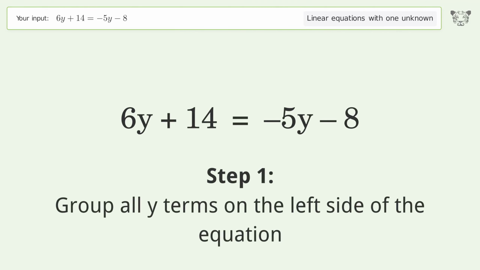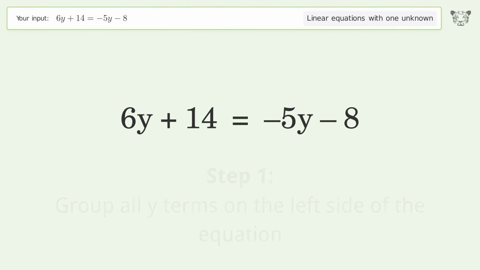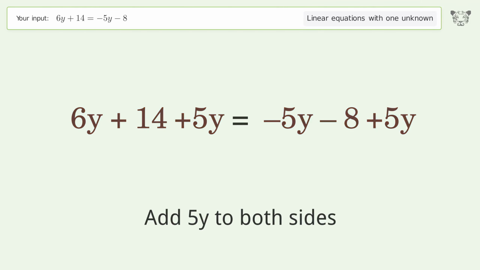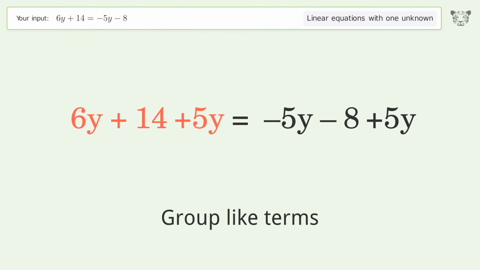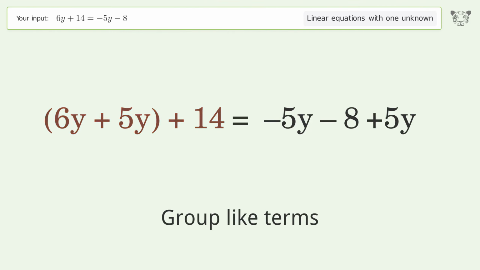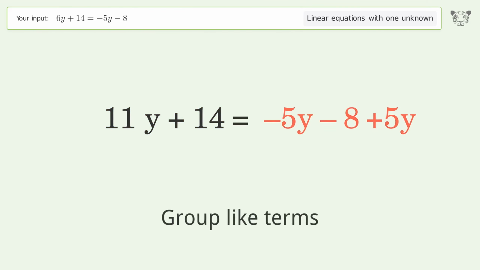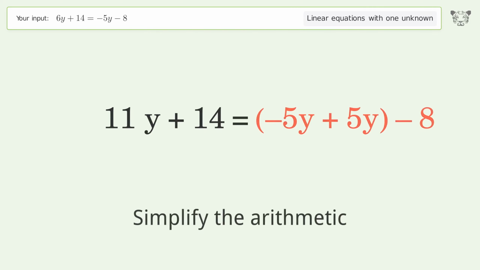Group all y terms on the left side of the equation. Add 5y to both sides. Group like terms. Simplify the arithmetic. Group like terms. Simplify the arithmetic.